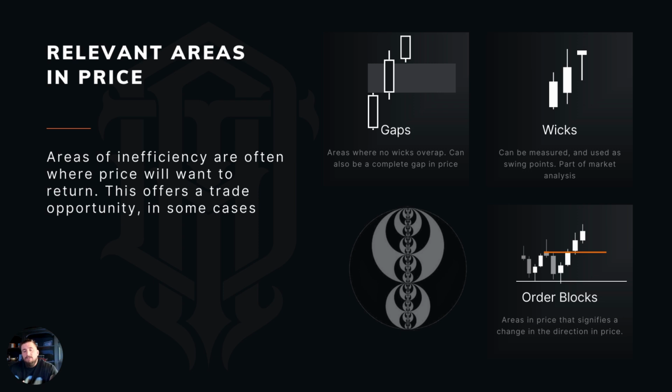Continuing on, let's discuss some relevant areas in price. Areas of inefficiency are often where price will want to return. This offers a trade opportunity in some cases. So as you can see here, there are three specific price areas that we are referring to. This top section, we have an area called gaps. That is basically where there are no wicks that overlap in that shaded area. So when we are in a trending model, I will look for price to pull back into one of those gaps where I will enter a position.